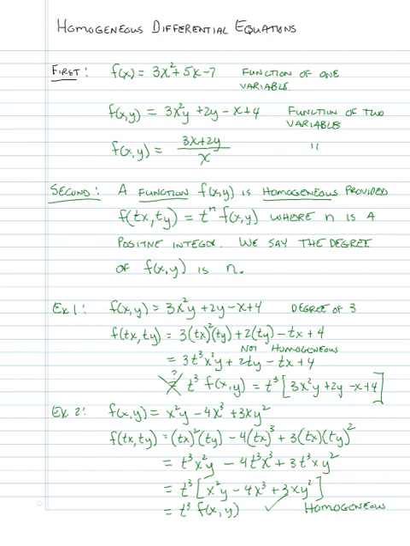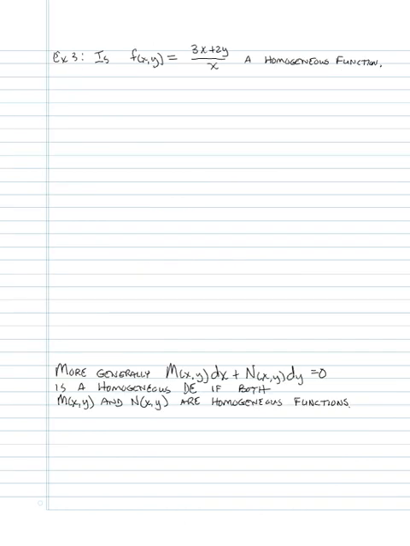Okay, on the next page we'll do an additional example. Let me pause and write that example down. Okay, in our example 3, we're going to answer the question, is f of xy, which is equal to 3x plus 2y over x, a homogeneous function? So the way we would test that is that we would take the original function and replace x with tx and y with ty. And so when we do that here, we would have 3 times tx, replacing x with tx, plus 2 times, instead of y, ty, and divided by, instead of x, tx.